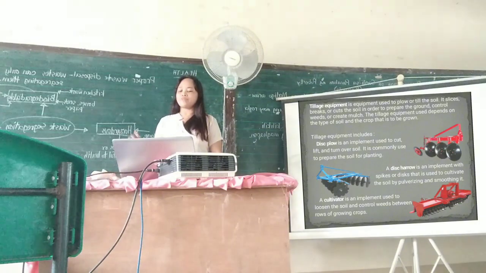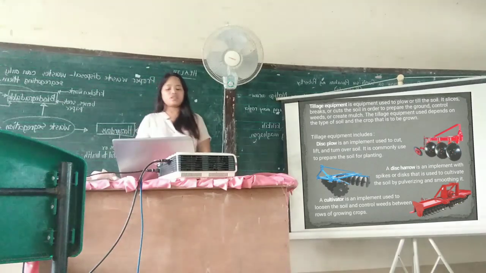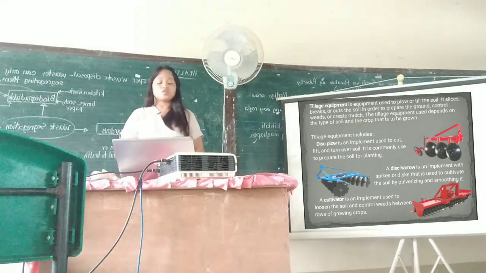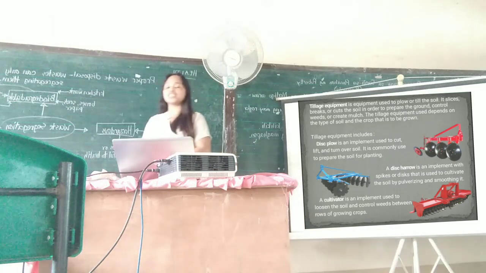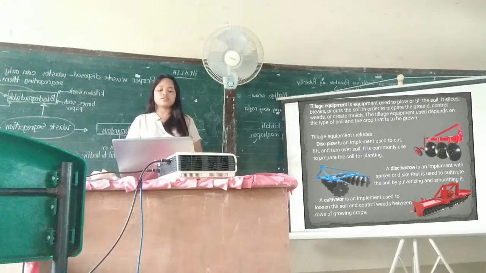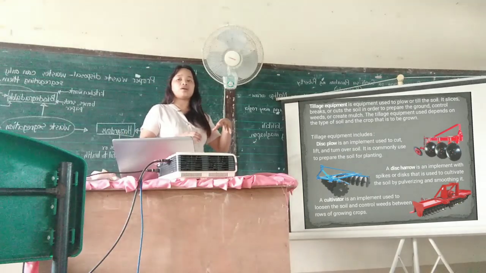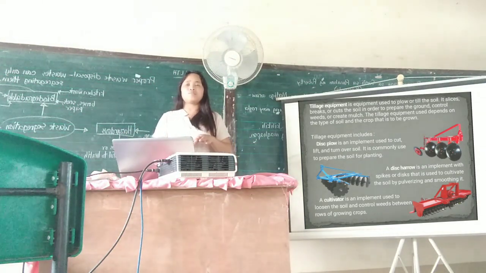So this harrow is an implement also with spikes or disc that is used to cultivate soil by pulverizing and smoothing. Then lastly is a cultivator. So also an implement to loosen the soil and control weeds between rows of growing crops. So it's used when you already plant your crops.